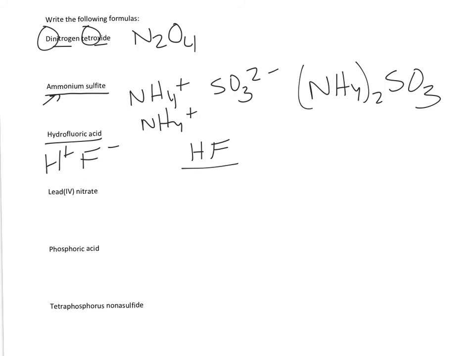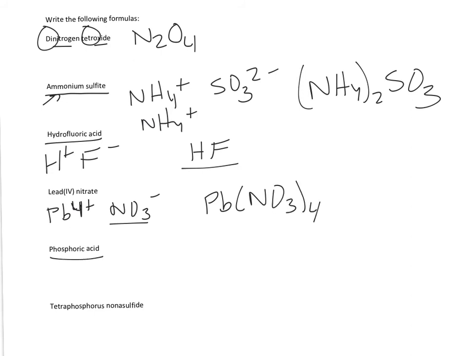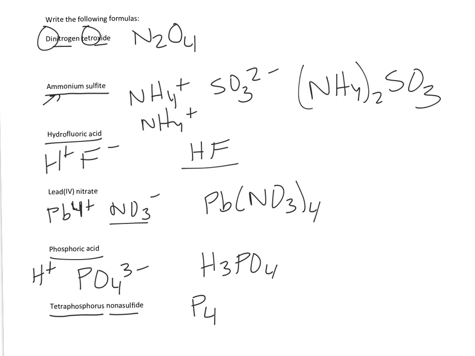Lead 4 nitrate, so lead's a metal, +4 in this case. Nitrate is -1, so I say, okay, I'm going to need 4 nitrates to balance, so Pb(NO3)4. Phosphoric acid, it's not binary. Phosphoric is from phosphate, PO4 3-, so it'll take 3 H+ to neutralize that, so it's H3PO4. And then lastly, tetraphosphorus, again, this is molecular, the prefixes give it away. Tetra for P4, nonasulfide, non is 9, so S9.